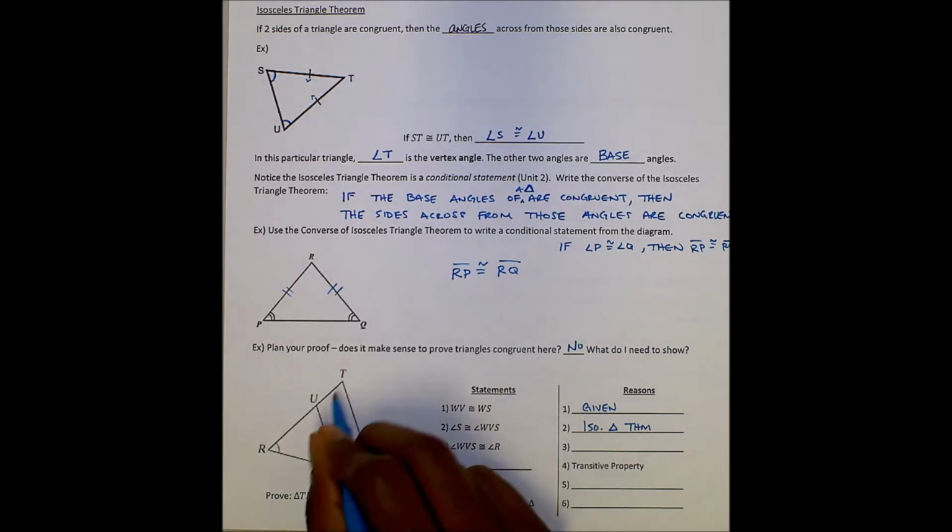Well, we see that WV is congruent to WS, and this is in the triangle. So this is the isosceles triangle, so it's the isosceles triangle theorem. Now the next question says angle WVS is congruent to angle R. Why do we know that? Well, that's given. It's already marked for us. We don't have to do anything for that.